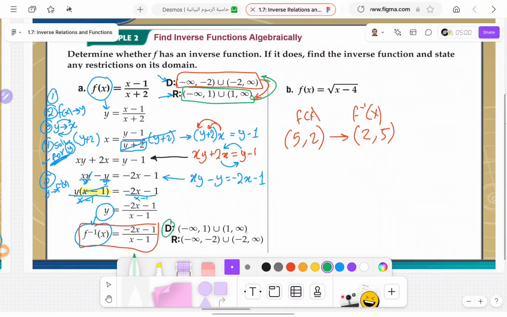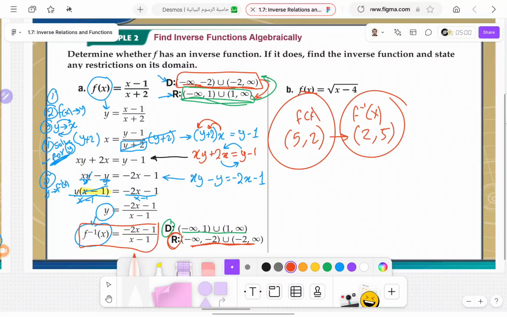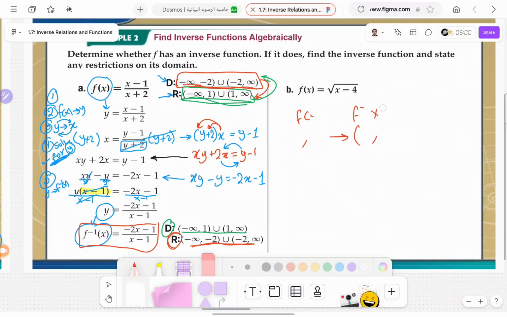So the domain becomes now what? The range. See? And the domain here becomes the range, and the range becomes what? The domain. See? Because this is what I just explained from the beginning. That's why I found the domain and the range from the beginning, because for the inverse, you just switch between them, and this will be the answer. Okay, I hope you understand.